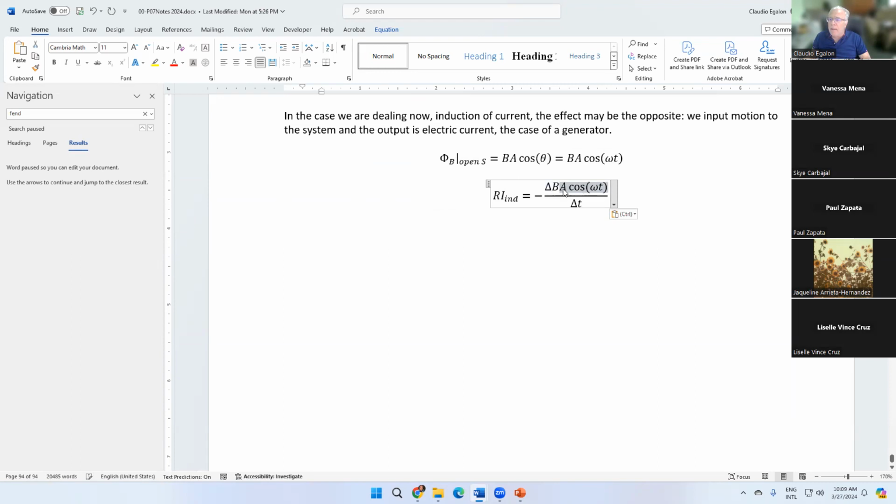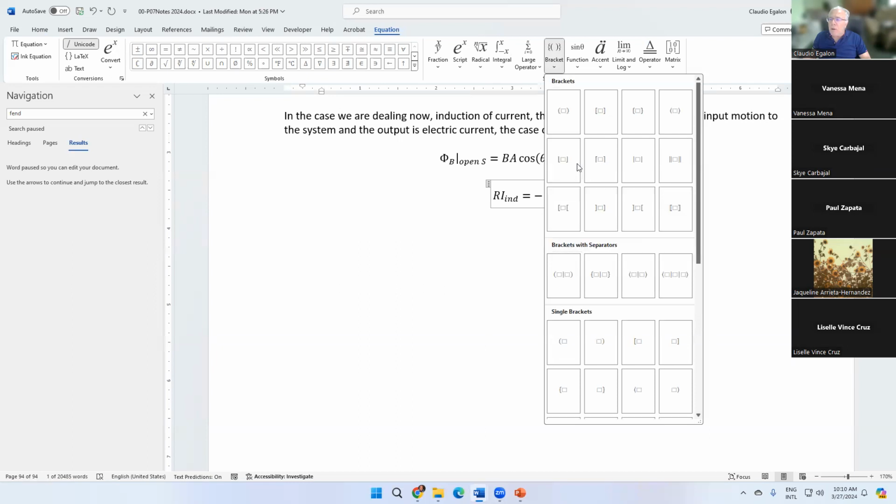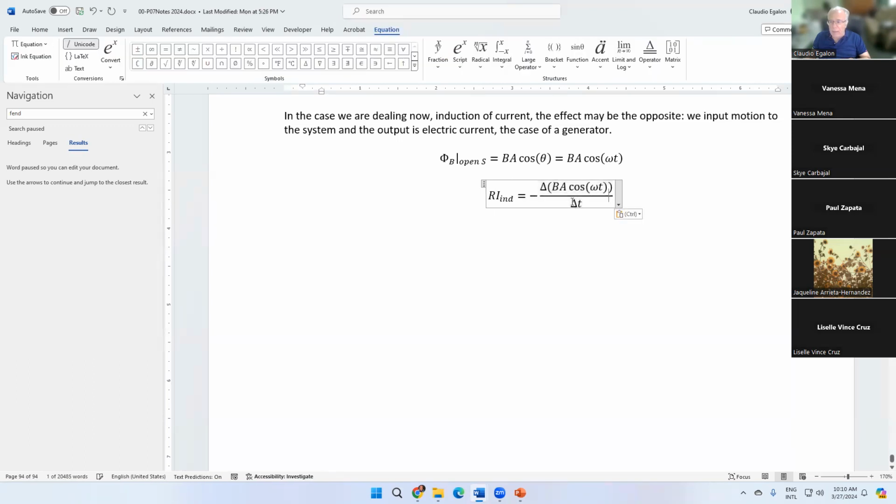Now it's a little bit difficult to continue the derivation because it requires differential calculus. B and A are constant. So because BA is constant, we can take it out of this delta term, and we are left with delta cosine omega t over delta t. When you do this, you get something like that. I'm going to give you the answer. Like I said, it requires calculus to come up with this answer.